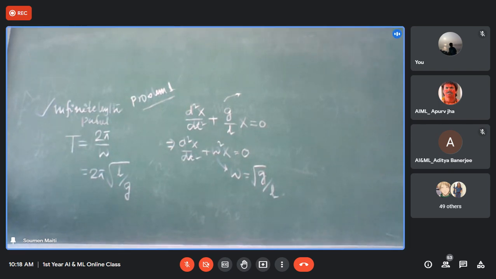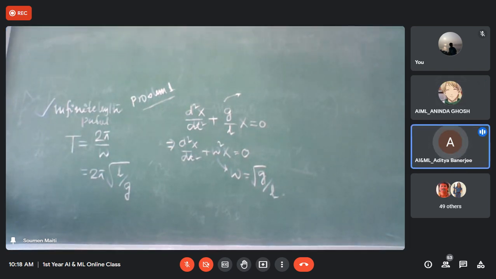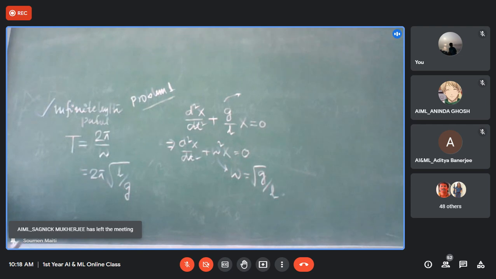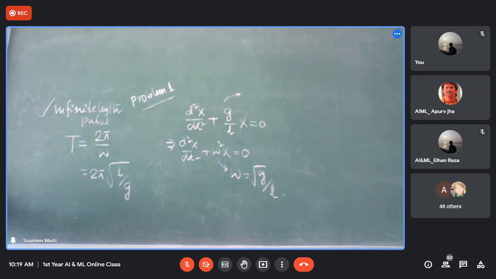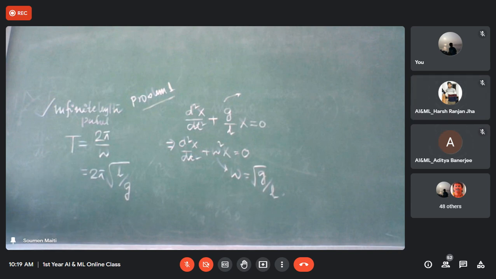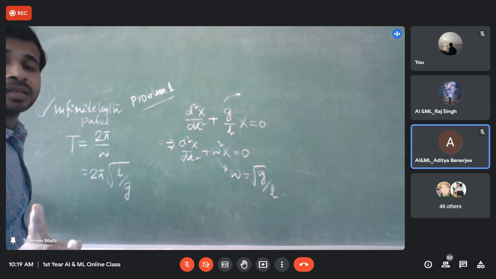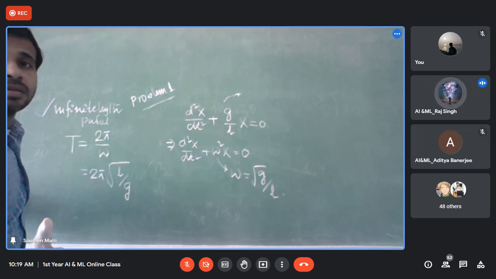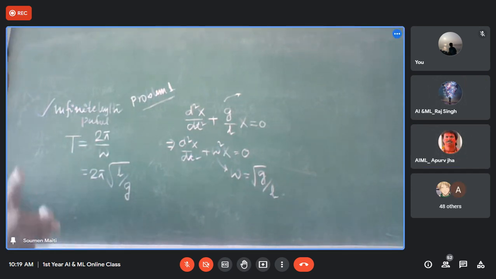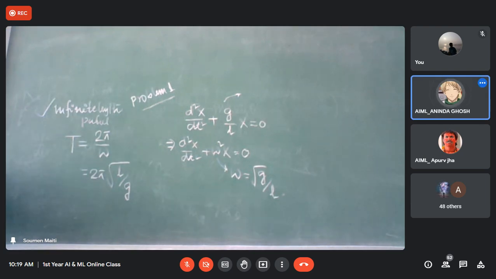Anyone? Is there any other answer? Infinite length pendulum means the length of the pendulum is infinite. Zero, sir. It is zero. The time period will be infinite, undefined. Raj, what is the answer? Sir, undefined, sir. Okay. Infinite.